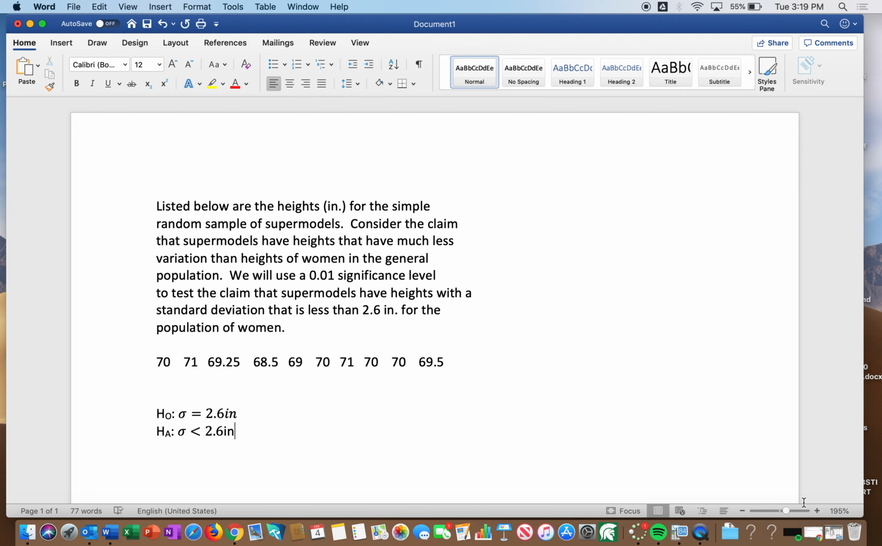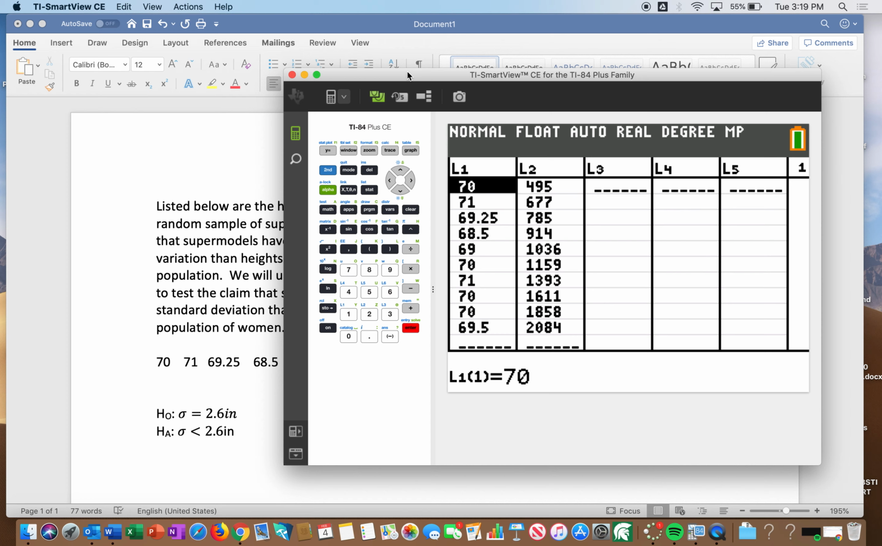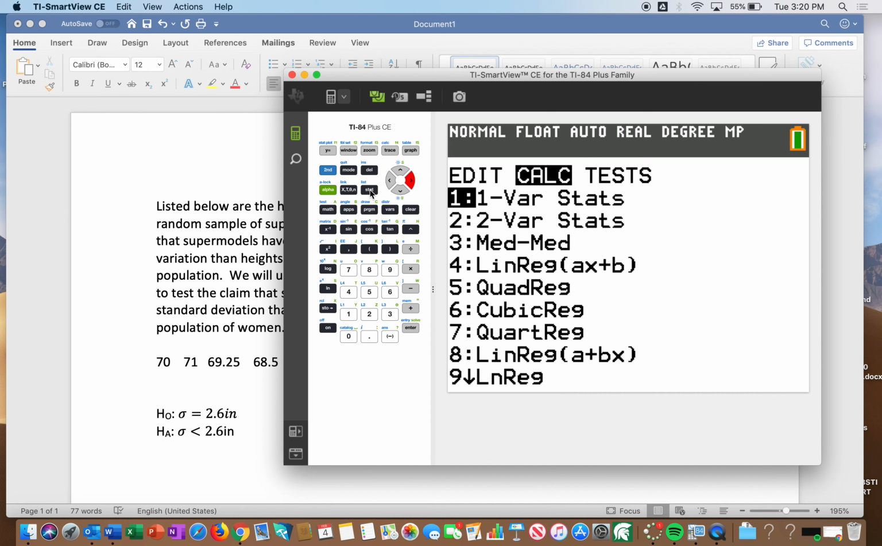All right, let's pull up the calculator real quick so we can figure out exactly what it is we're going to find. First thing I've done already is I have punched the numbers into my list one so I can find what I need to find the test stat. You have to find your test statistic first. So I'm going to go to stat, calc, and one var stats.